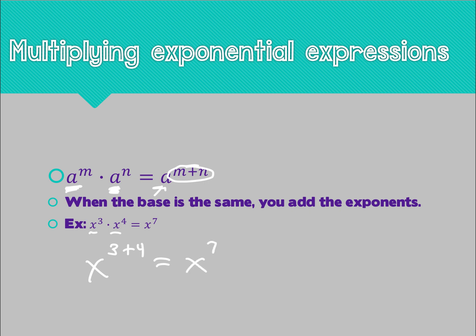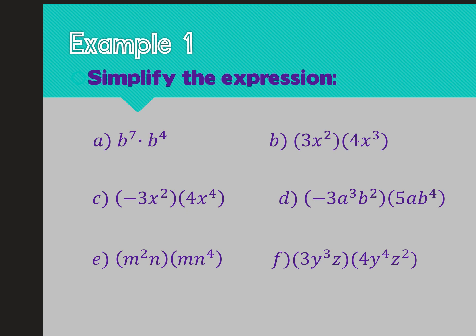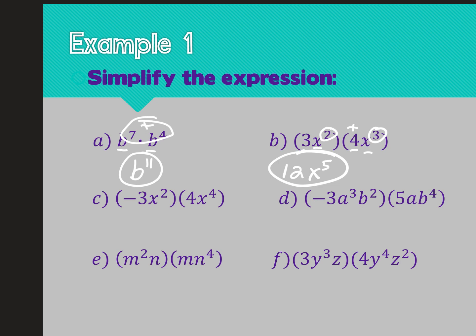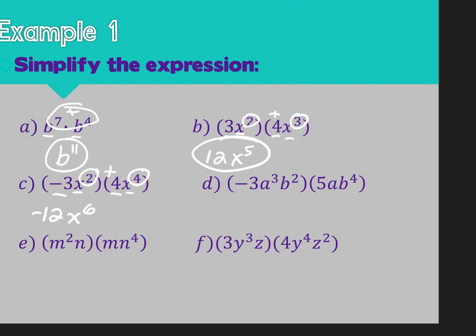So let's do some examples here. Here you have b to the 4th and b to the 7th. You're multiplying, same base, so you rewrite the base, then you add the exponents. 7 plus 4 is 11. Here we have two coefficients that we can multiply together. 3 times 4 gives me 12, and then I have both x's. I have a 2 plus the 3 gives me x to the 5th. Negative 3 and 4 is negative 12. I have the same base of x's, so I'm going to take 2 plus 4, and I get 6.